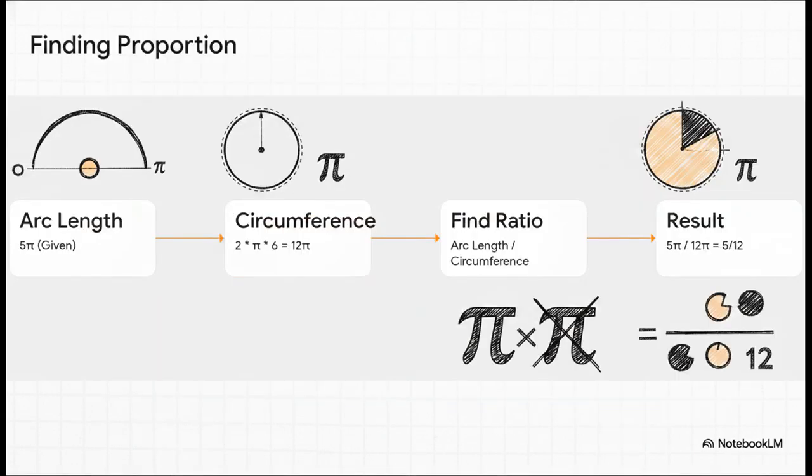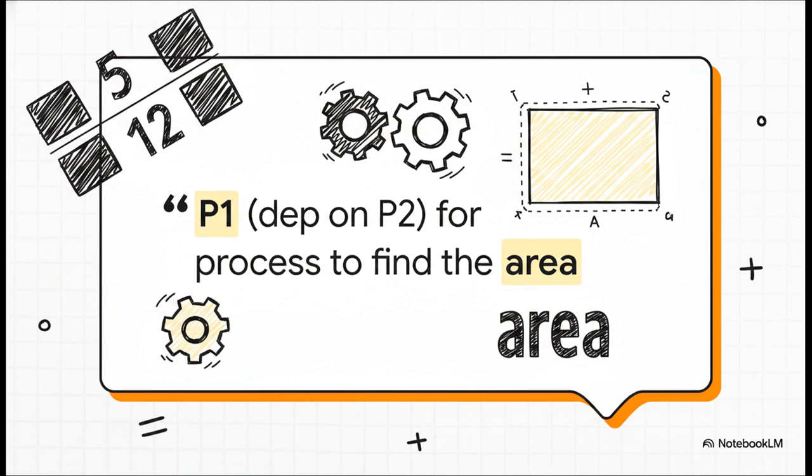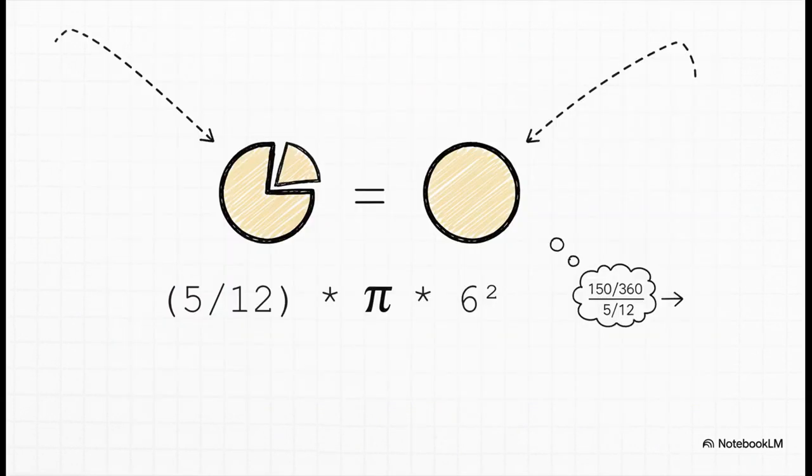Here's how it works. We have the arc length, 5 pi. We can calculate the entire circumference of the circle, which is 12 pi, so the proportion is just the part over the whole. The pi's cancel out, and we're left with the simple fraction 5/12. And you guessed it, just like in the first method, that last process mark comes from using your result, this 5/12 proportion, to correctly set up the calculation for the area. We just take our fraction, 5/12, and multiply it by the total area of the circle. Now, if you look closely, this is the exact same calculation we ended up with in method 1. Why? Because 150 over 360 simplifies down to 5/12. It's 2 different roads that lead to the exact same place.